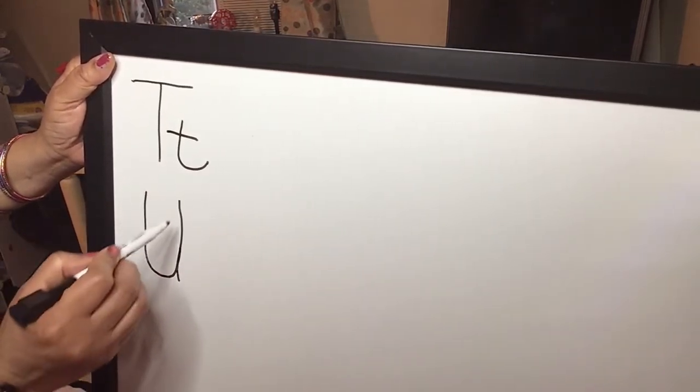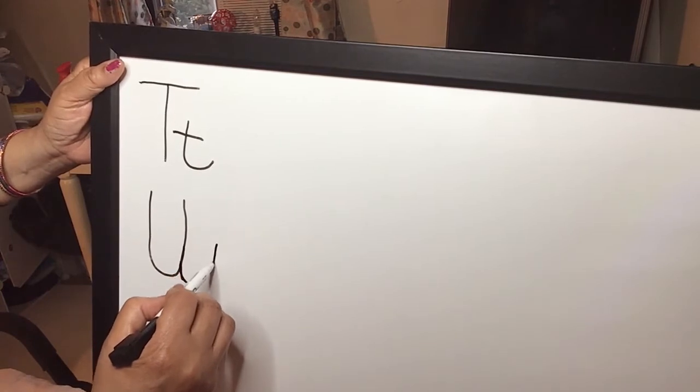Next we have U. Take a long stick, you make a curve, and you come all the way up. That is big U. You could put a little foot if you want. For little U, remember, this is not like the Q. The Q is closed all the way in a circle with a foot, even though this has a foot. This is the little U.